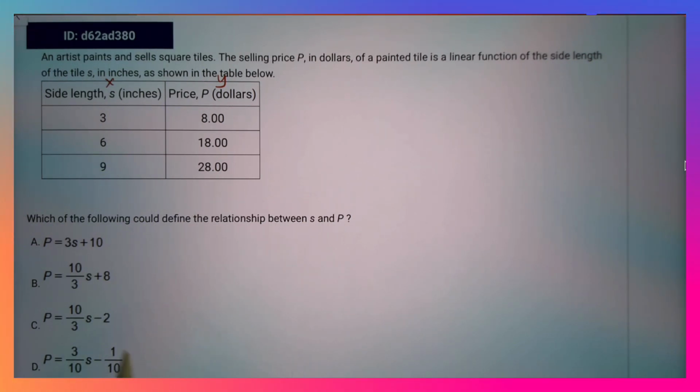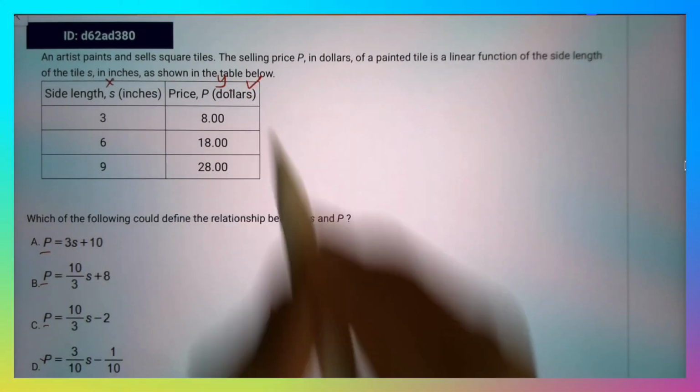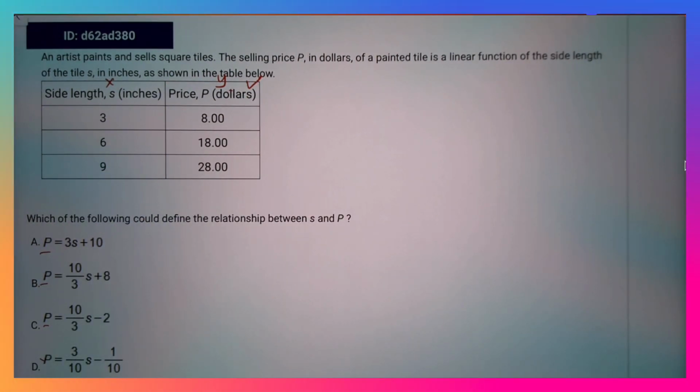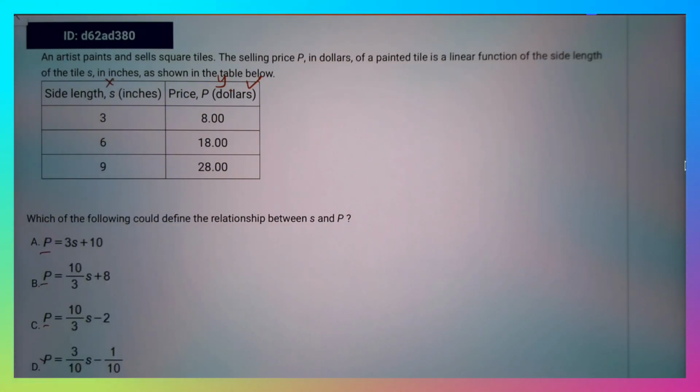So you can see that P is the dependent variable, just making sure that will be considered Y. Then S is like X in the normal equation you come across. Okay, so the first thing we have to do is find the slope of any linear function. Anytime you hear linear function, chances are you will need to find the slope as the first step.